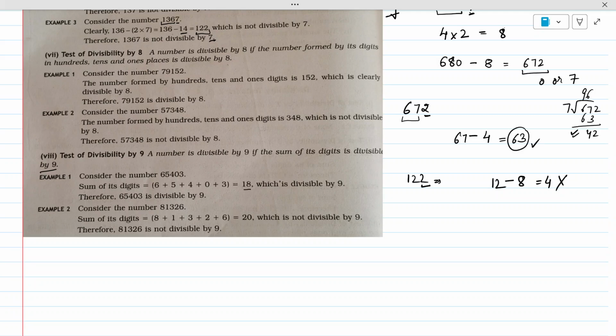18. And we know that 18 is divisible by 3. It is a multiple of 3. So that means the complete number is also divisible by 3.